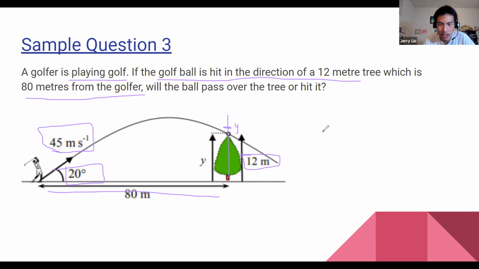So how we can do this is, since we are given an initial velocity, we can break this into two components. So we have the V0x. This is equal to 45 times cosine of 20. That's equal to the V0x component. And then we have the V0y component, and that's equal to 45 times sine of 20. Don't be like me and constantly mix up these two. One is always affiliated with the vertical axis, and one is always affiliated with the horizontal axis.